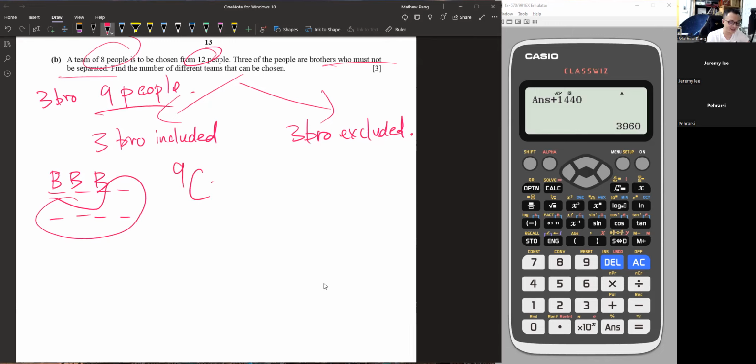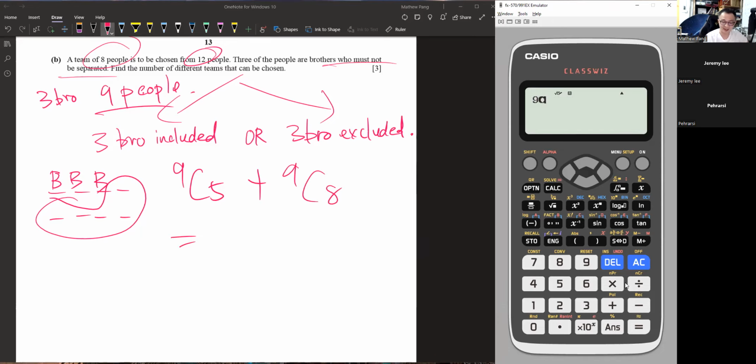So it's called 9C5. I choose the people only. I do not need to arrange. I use C. Then, or this is all, right? So it's plus. If the 3 brothers are excluded, then these 9 people, I will choose 8 of them to form the team. So yeah, just do this. 9C5 plus 9C8. It's plus, sorry, my bad. So it's 135.